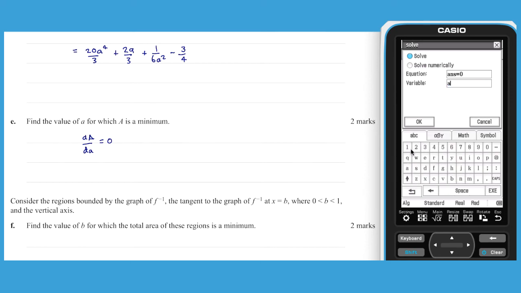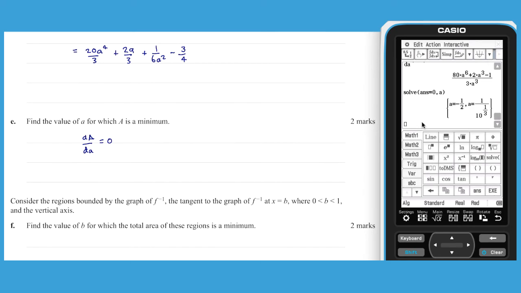This gives the result a equals 1 over 10 to the power of a third, as a is between 0 and 1. This result could also have been obtained using the fmin command, but as this question is worth 2 marks, some evidence of method was required.